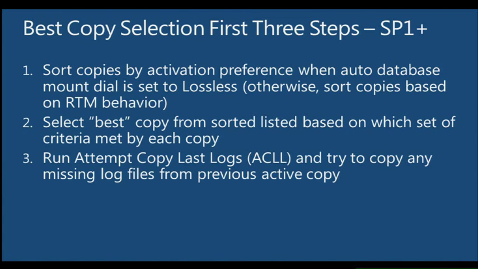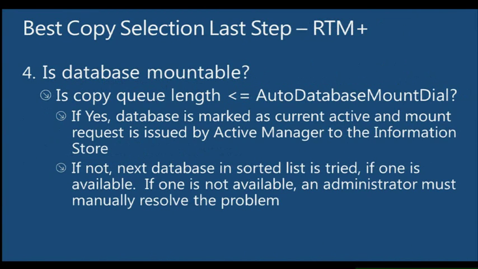So now we're going to actually interpret your intent more the way we should have in RTM perhaps by using activation preference and giving it more weight based on the administrator's dial setting. If you don't have the dial set to lossless, then step 1 is the RTM behavior. That is the only change between SP1 and RTM with respect to best copy selection. Otherwise, the second step is the same and the third step is the same. And then at the end, the fourth step is the same as well.